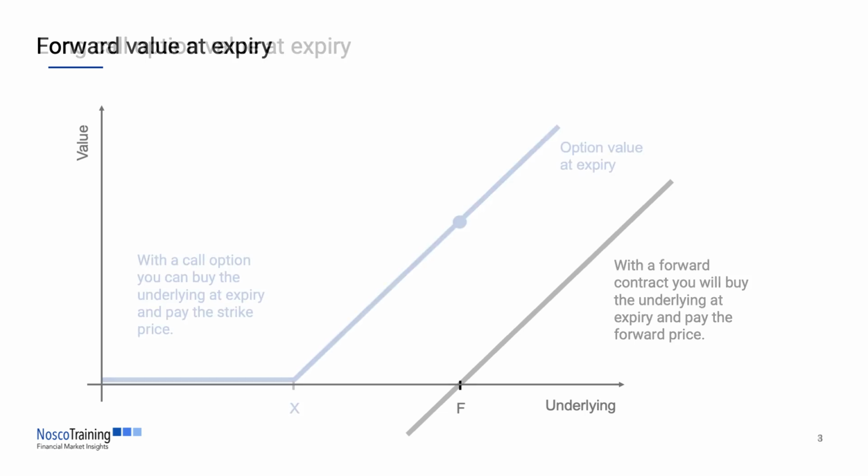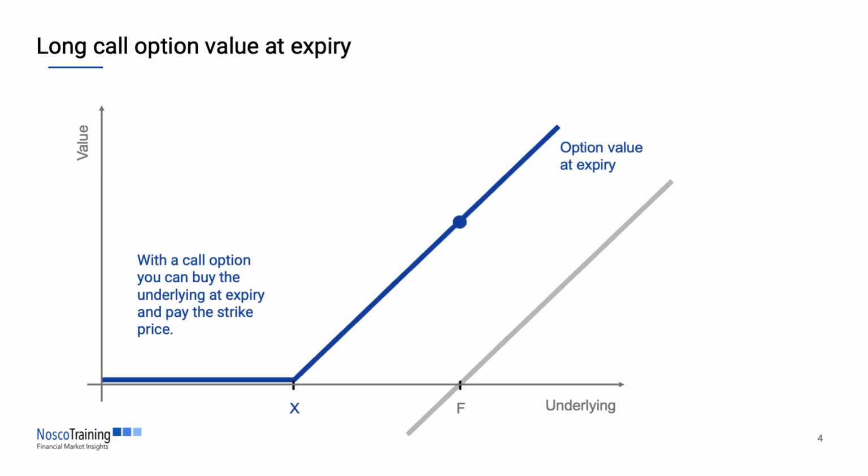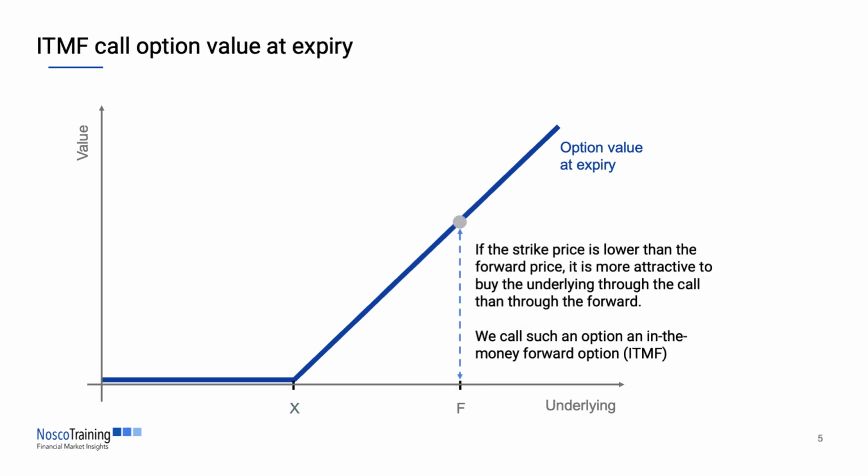If you wanted to buy the underlying at expiry, you could alternatively buy a call option, which would allow you to buy the underlying at the strike price. Comparing a forward with a call option, we can see that if the strike price is lower than the forward price, it is more attractive to buy the underlying through the call than through the forward. Such an option is called an in-the-money forward option.